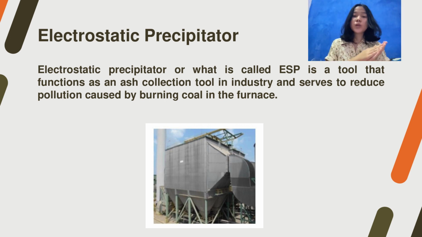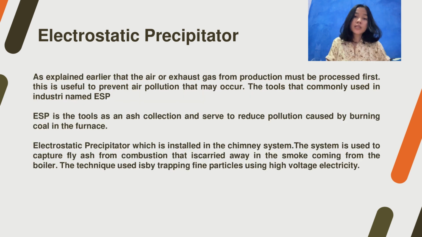Okay, now I want to explain about the electrostatic precipitator, or ESP. As explained earlier, the air or excess gas from production must be processed first. This is useful to prevent air pollution that may occur. The tool that is commonly used in industry is called ESP.